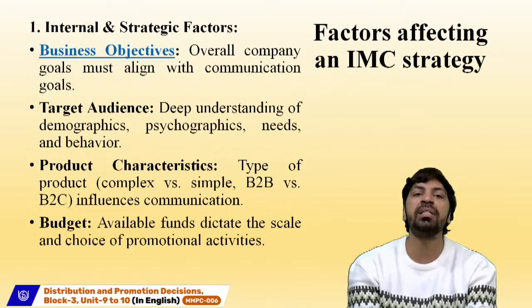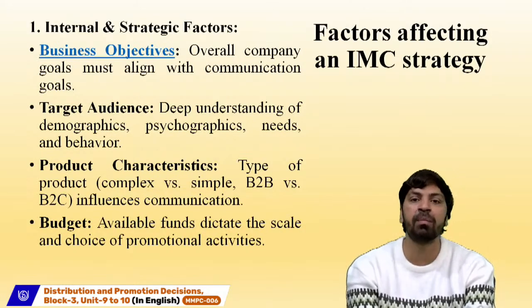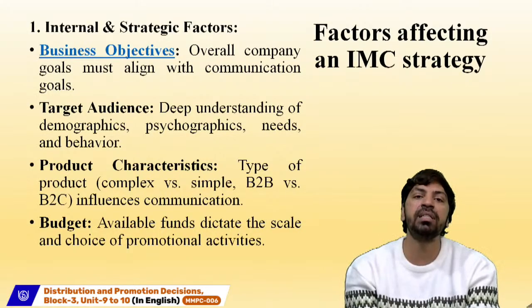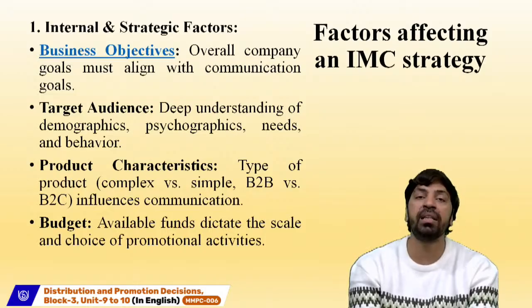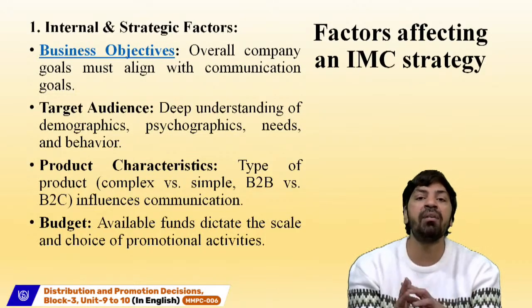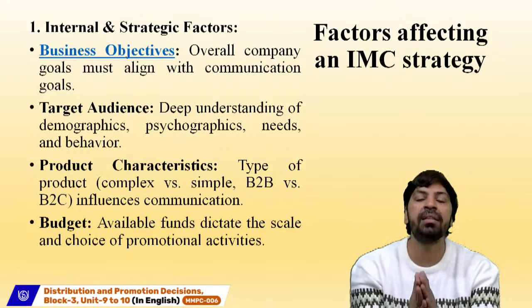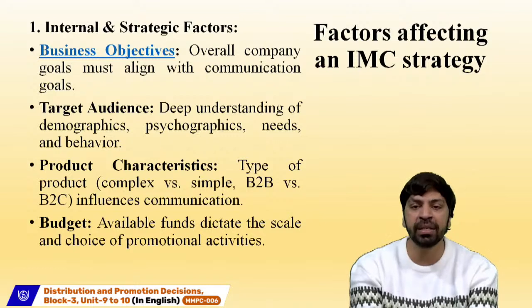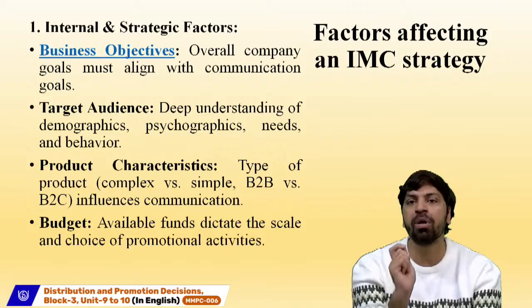The next one is the product characteristic. It refers to the type of product, either complex or simple, business to business or business to consumer type product, which ultimately influences the communication process. The next one is budget. Whether the budgets are available to line up the scale of the operations and the choice of the promotional activities, that is also one of the factors to focus on.